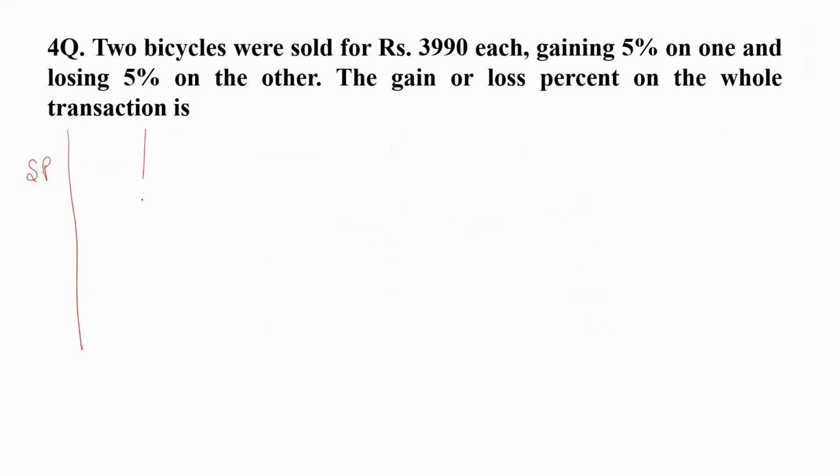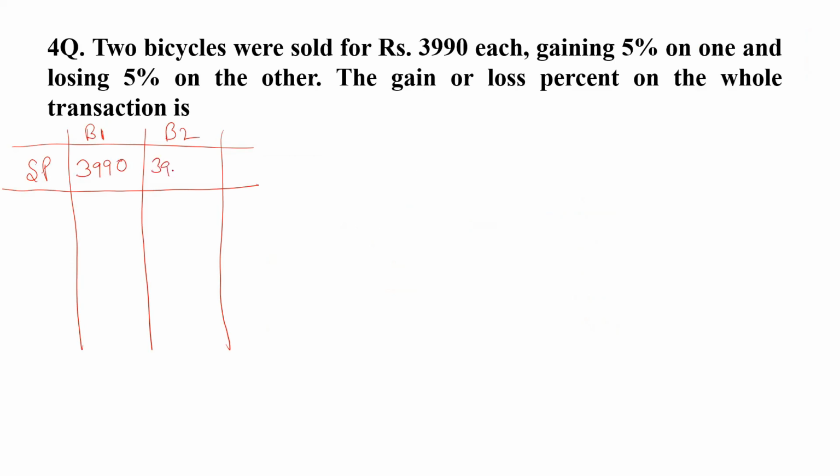So I'm just going to make a simple table, and in this table we shall be writing some of the important things. So we have been given the two bicycles. This is bicycle 1, this is bicycle 2, and we have been given that the selling price of both these bicycles is 3,990. 3,990. These are the selling prices of both the bicycles. Profits. By selling the first bicycle, you are gaining 5%. Okay. Loss. By selling the second one, you are losing 5%.